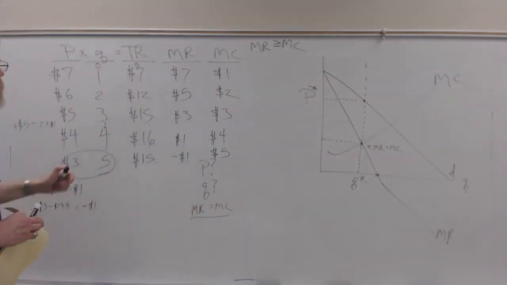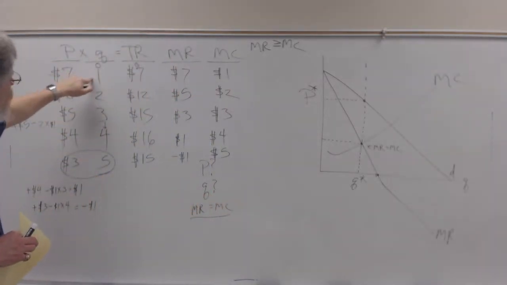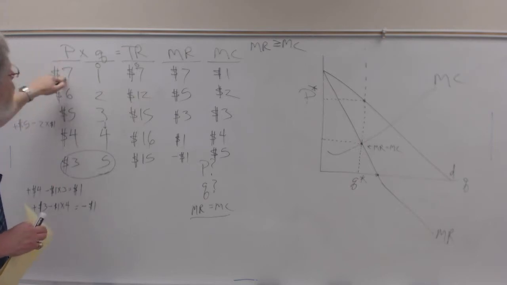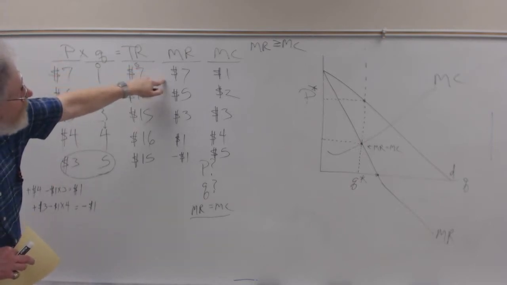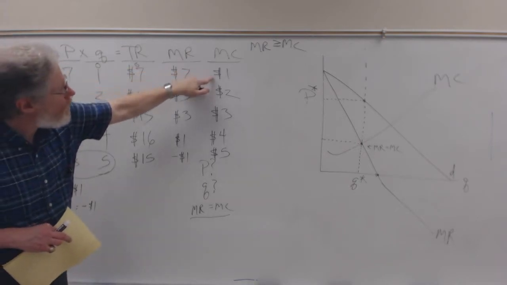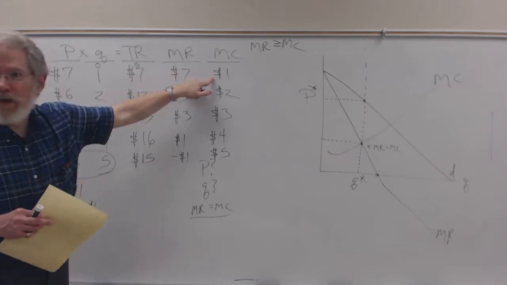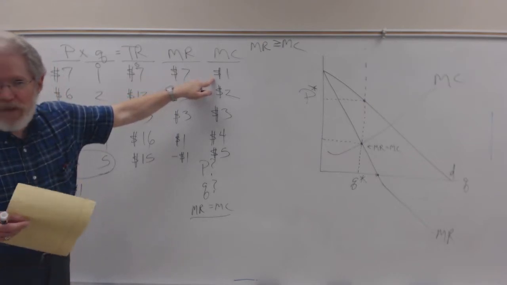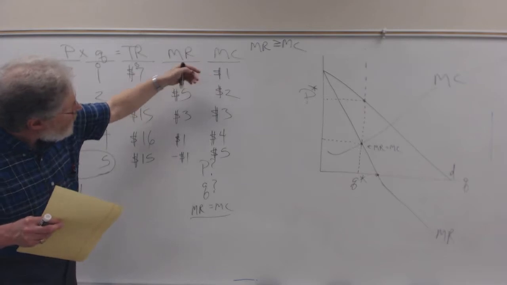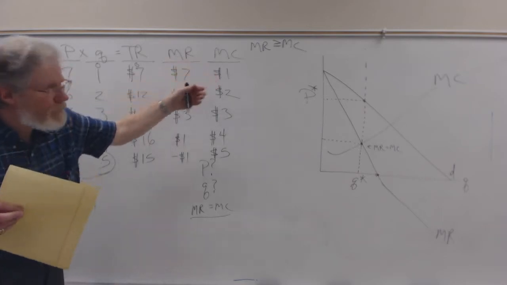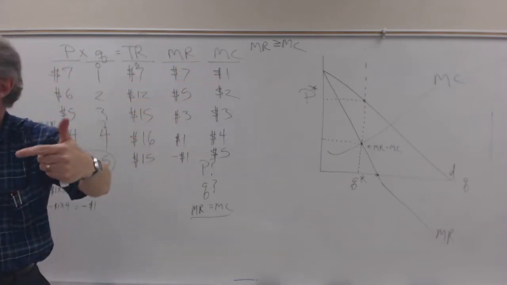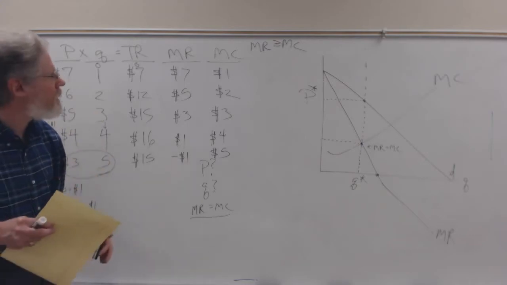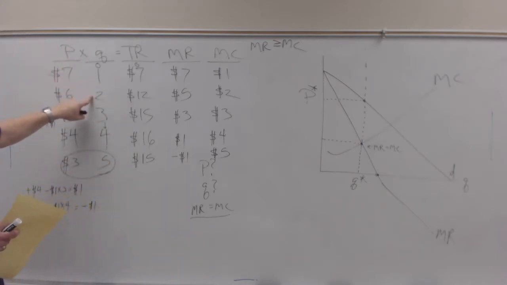So he looks at the first unit and says, well, if I produce you, I can charge a price of 7. That adds 7 to my revenue, only 1 to my cost. Is it worthwhile to produce that unit? Yeah, it's going to add $6 to his profit, or reduce his loss by 6 if he's going to lose money.